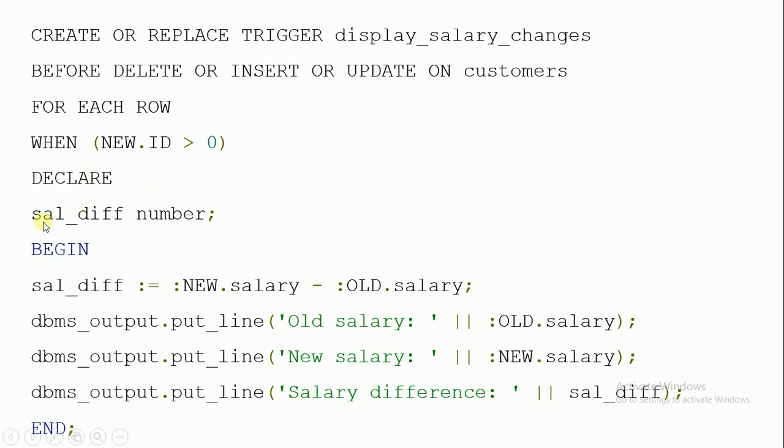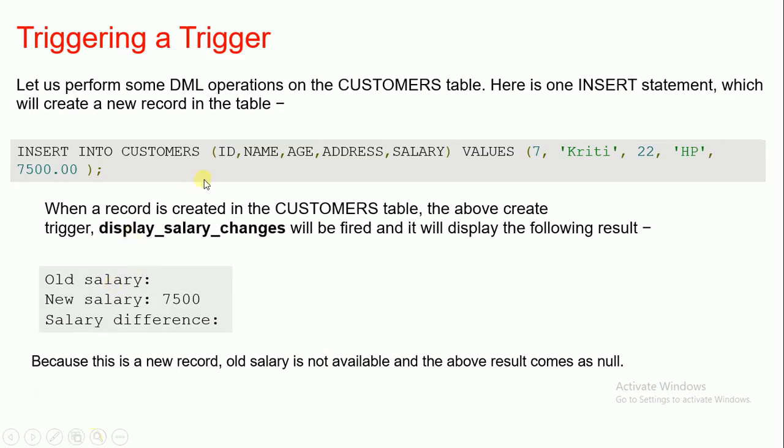Declare salary_diff, because we are updating a salary, and the values are already there in the table for the salary column. After executing the trigger, we are going to check what will be the change in the salary. For that purpose we find the difference between the salaries: salary difference is equal to new salary minus old salary. And we display all the values: old salary, new salary and the salary difference. Then end. So first we'll insert a record.